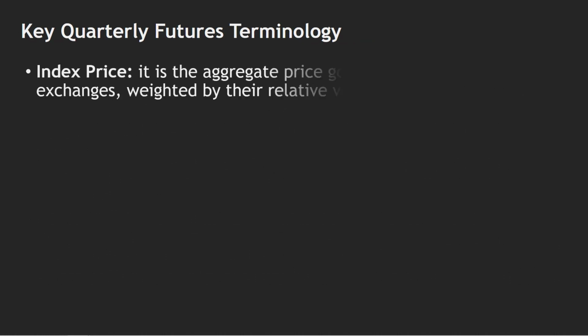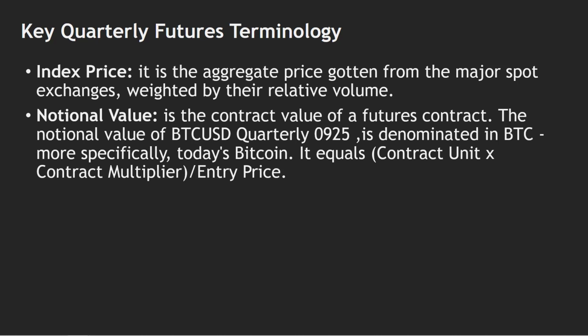Some key terminology in quarterly futures. The index price. It is the aggregate price gotten from the major spot exchanges, weighted by their relative volume. Notional value. It is the contract value of a futures contract. It is usually denominated in Bitcoin, more specifically today's Bitcoin. It is calculated by the following formula: contract units multiplied by contract multiplier divided by entry price.